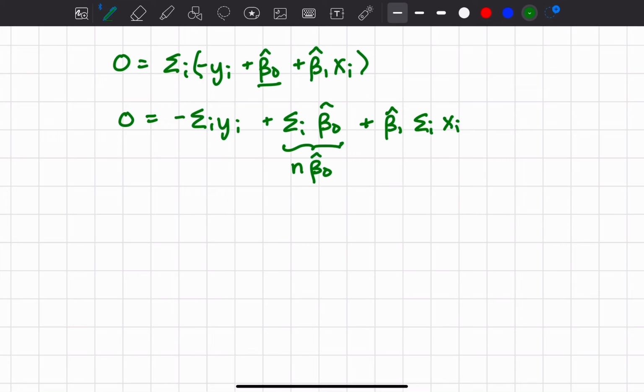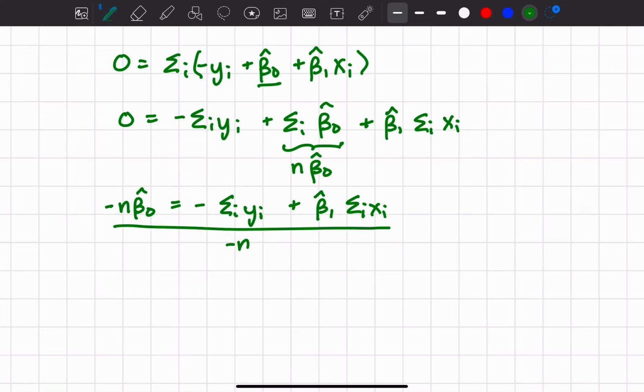So let's see. We're going to bring this term out to the other side. So we're going to get negative n beta naught hat is negative sum i yi plus beta 1 hat sum i xi. Let's divide the whole thing by negative n. And so we'll have beta naught hat is sum i yi over n minus beta 1 hat sum i xi over n.